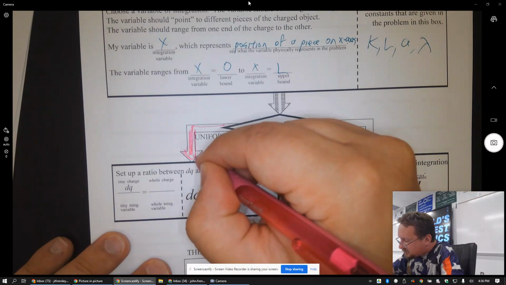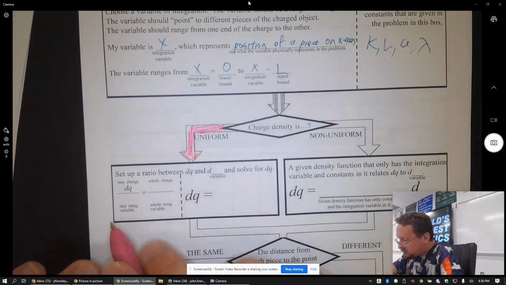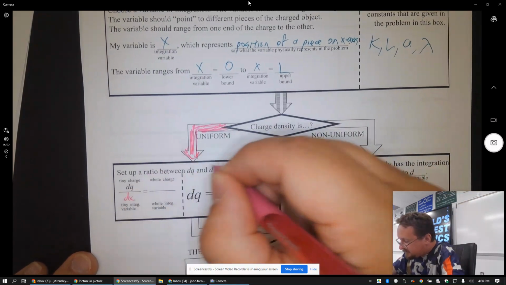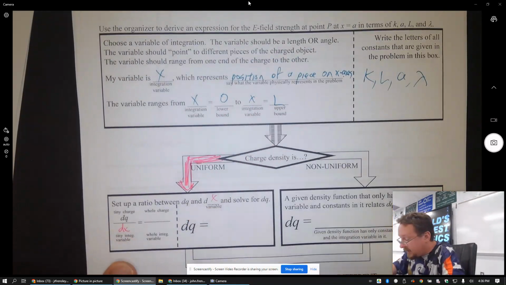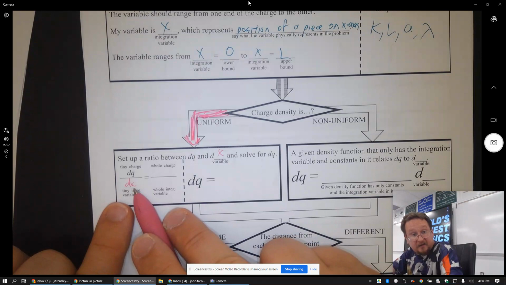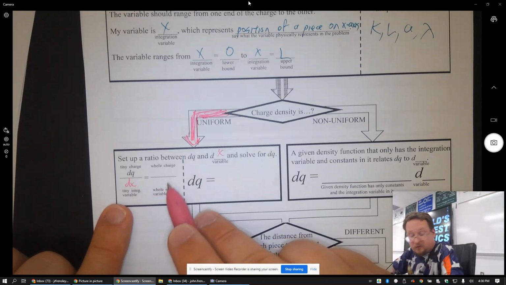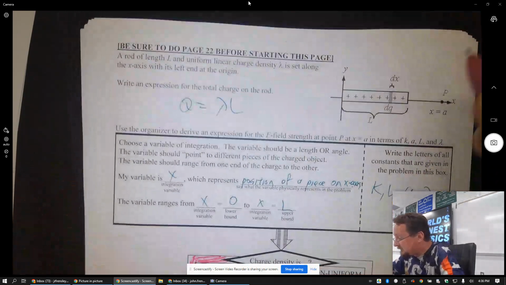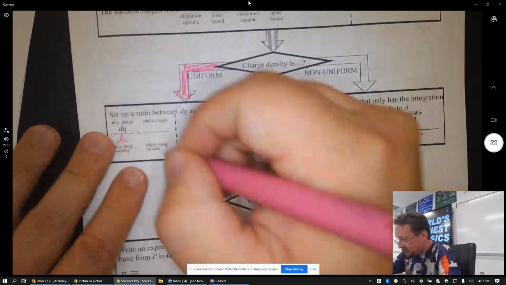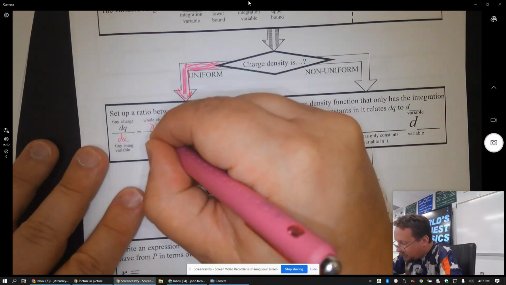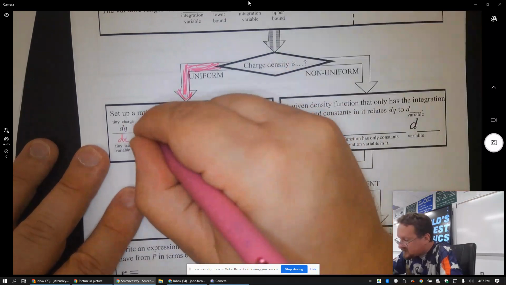This is the part that's kind of tricky for students. Is it the uniform charge density dq over dx? Because that's the integration variable. X is the integration variable, right? Okay, so it has to be dq dx. Well, this whole charge over whole x, well, you could say it's lambda L over L, right? Because that's the whole charge is lambda L over the total length is L, or it's just lambda, right?